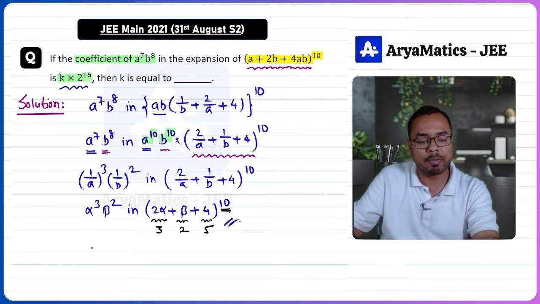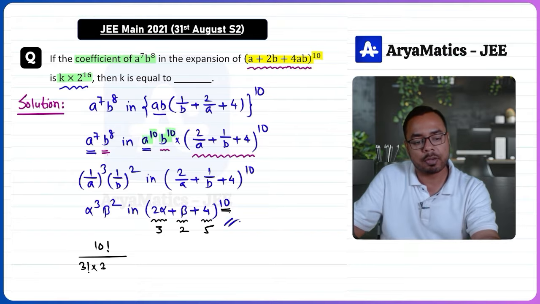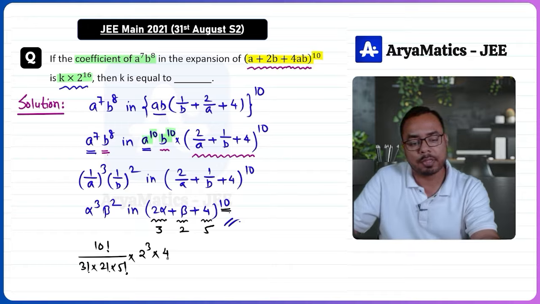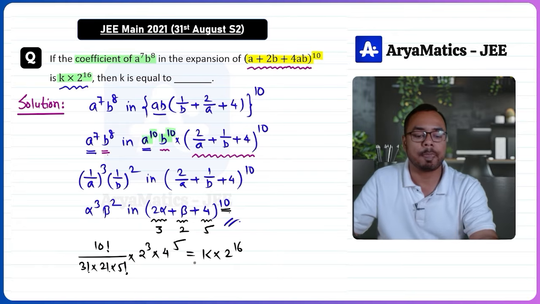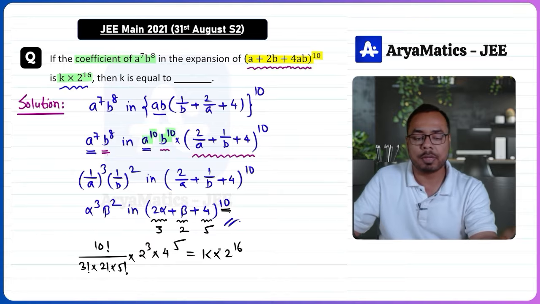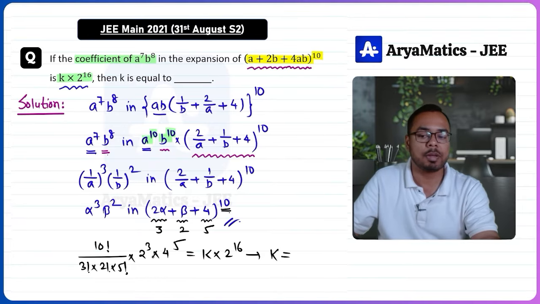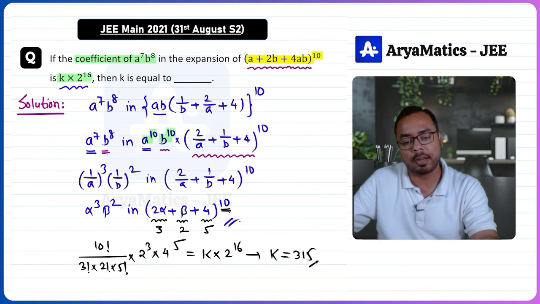And from here you can see that the coefficient of that particular term will be 10 factorial divided by 3 factorial, 2 factorial, 5 factorial, and then for 2 alpha raised to 3, the coefficient part will be 2 cube. Similarly, for beta square, the coefficient will be 1 square, which is 1, and then 4 raised to 5, and this thing is given as k into 2 raised to 16. And now all we have to do is simplify this one, and from there find the value of k. You can do the calculation part on your own. Once you simplify this one, after calculation, you will get k as 315.